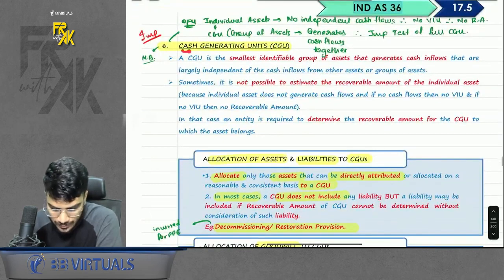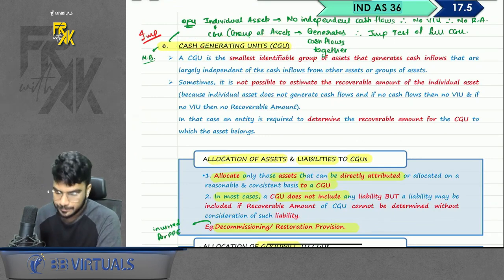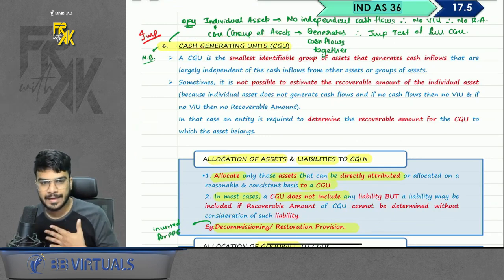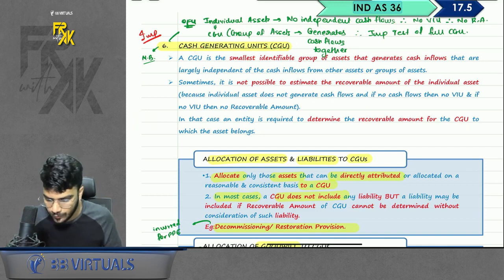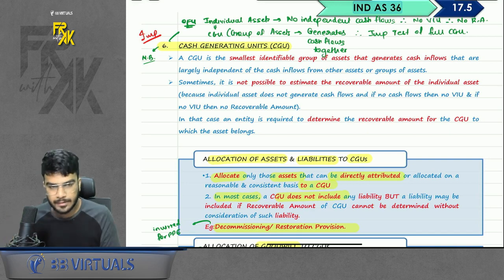The next point is cash generating units. Now, what is the meaning of cash generating units, CGU? First of all, there are some individual assets which do not have independent cash flow. Let's say, for example, my mic. It is an asset for me, but does it have any output which I can sell and generate cash flows?